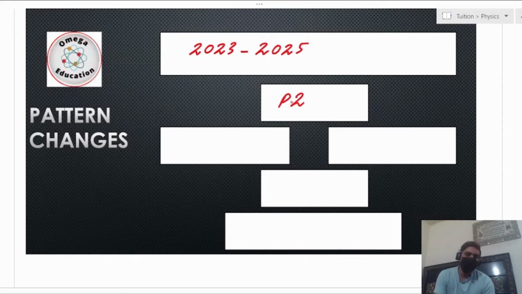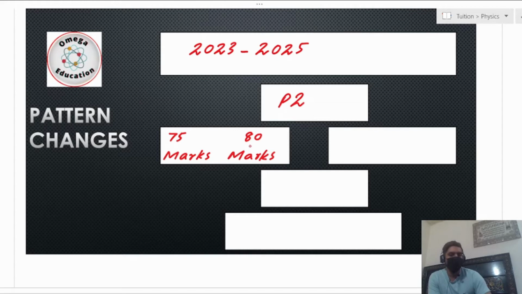there are some changes. First of all, paper 2, if you take a look at the past papers, you'll notice that paper 2 used to be of 75 marks. But now it will be of 80 marks. So they have added 5 extra marks for paper 2. It would no longer be of 75 marks, rather it would be of 80 marks.